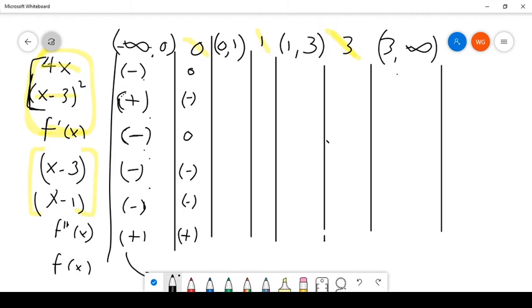Let's pick a value now between 0 and 1, which is our next interval right here. Okay, so let's pick 0.5. 0.5 times 4 is positive.